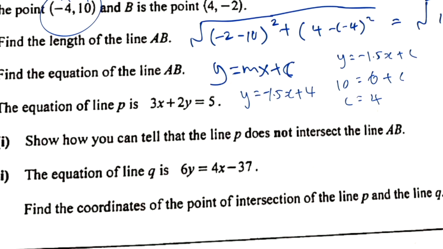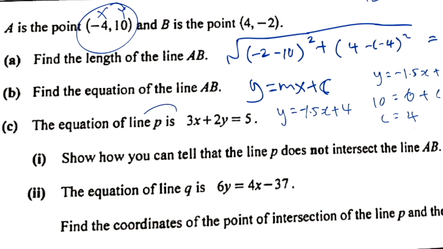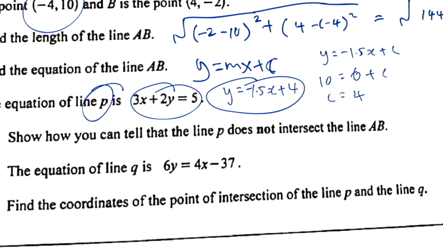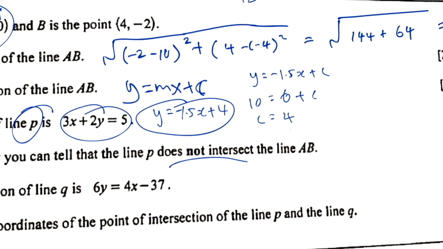Show how you can tell that the line P does not intersect the line AB. So you have a new line P, and we have the line AB. How come they don't intersect? The only way that they do not intersect is when the gradient is the same. Let's look at this one: 3x plus 2y equals 5. What I need to do is rearrange this to the general equation of a line.